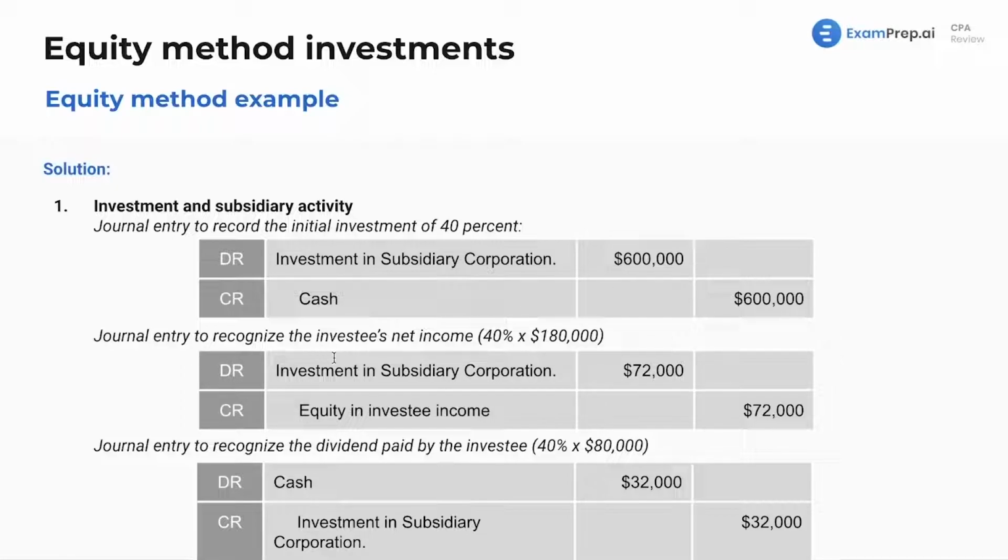Journal entry to recognize the investee's net income. So this is 40% of $180,000. Right, we paid for 40% of the company. We get 40% of that. We're going to increase our investment account by $72,000, and same thing for the dividend. Right, we're going to reduce it by 40% of the $80,000 in dividends. Reduces our investment account. These are the main journal entries for our equity method. Be familiar with them. Practice.